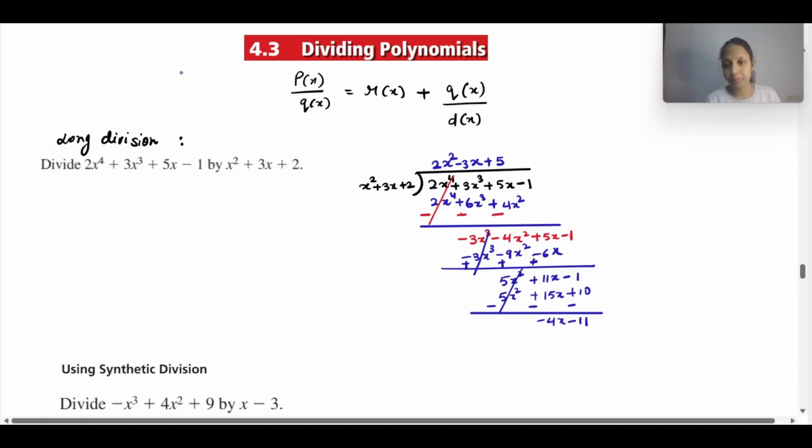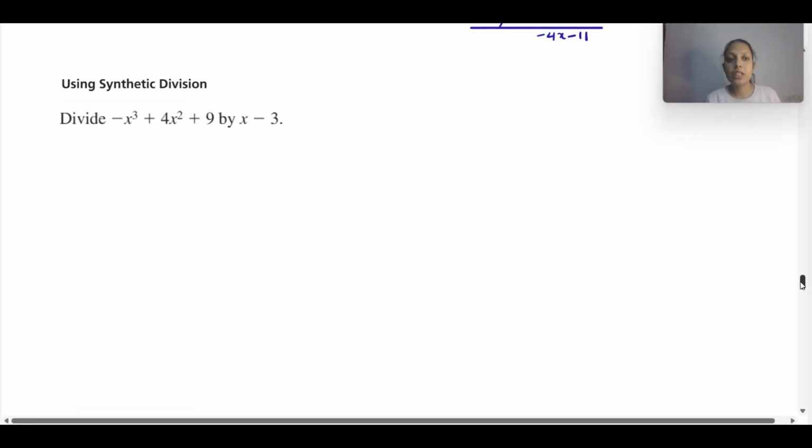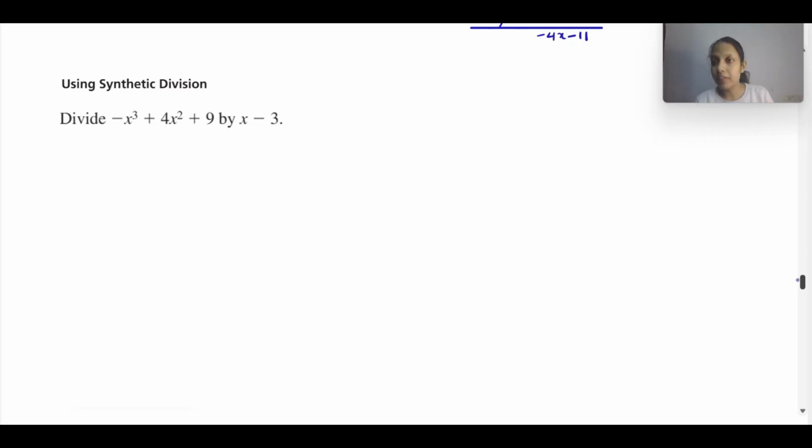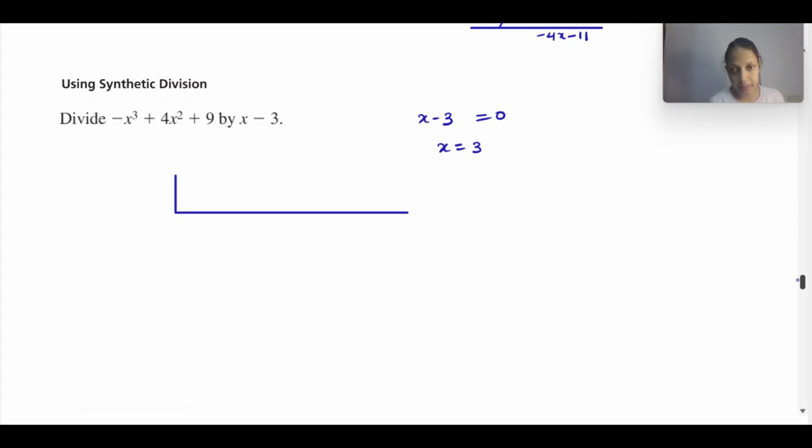Okay, next. Next we are using the synthetic division method. The main difference between the long division method and the synthetic division method is that synthetic division is only used when you are dividing with x minus 3 only, or you can say a linear polynomial. You are dividing by a linear polynomial, x minus 3. So how to write? In x minus 3 equals 0, x is 3. So try to make this shape, an L shape like this.